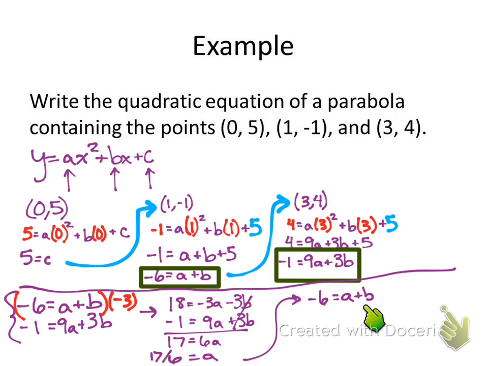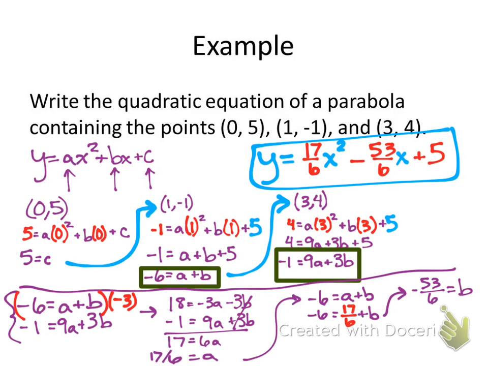Let's use this equation to plug in 17/6. So we get -53/6. Yes, this is gross. Yes, this 17/6 is gross. 5 was not so gross. But what was the point? Write the quadratic equation of a parabola containing these 3 points. We need this equation where the A is substituted, the B is substituted, and the C is substituted. Quadratic equation containing these 3 points.